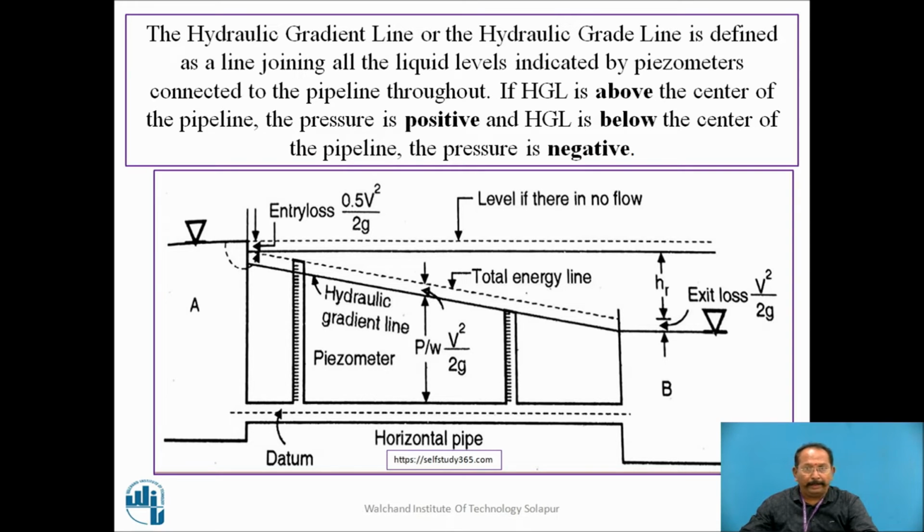Total energy line. Exit loss, just remember, is V square upon 2g, and entrance loss is 0.5 V square upon 2g. And this is the total loss, you can say. This is the frictional loss, HF.